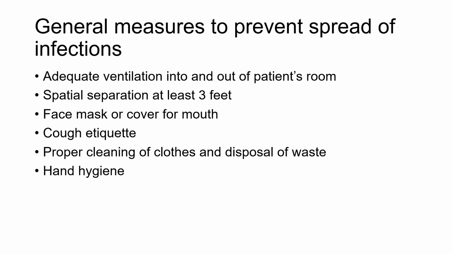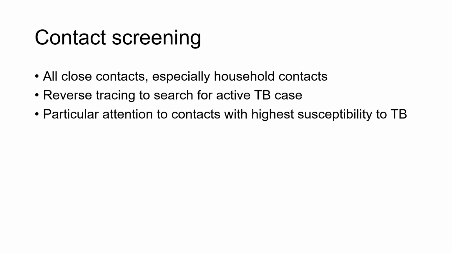So what are the general measures to prevent spread of infections? Adequate ventilation into and out of the patient's room. Any patient suffering from tuberculosis that you keep in a particular room, adequate ventilation should be present. Spatial separation of at least 3 feet between the beds should be present. Patient should have a face mask or cover for his mouth. Patient should practice appropriate cough etiquette. Patient should practice appropriate hand hygiene, and proper cleaning of clothes and disposal of waste of the patient must be there. So what is contact screening?